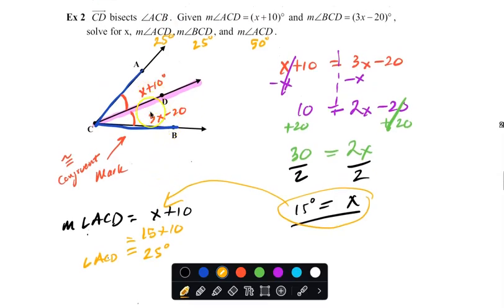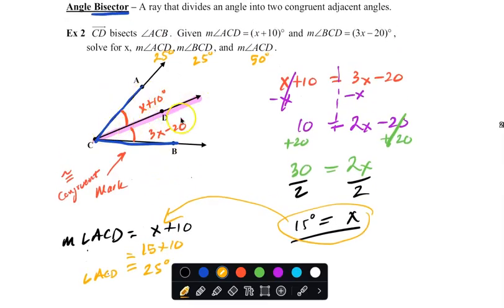If I know something's getting bisected, that means you're cutting it in half. So that means that these two sides are equal to each other. In this case, that's how we solved it. And once we got our answer, we don't forget to answer the question. The question wasn't just find x, it was to find these angles. So if I know x is 15, plug it into one of these equations, or substitute it in, and you can find out what the value is. Move on from there.